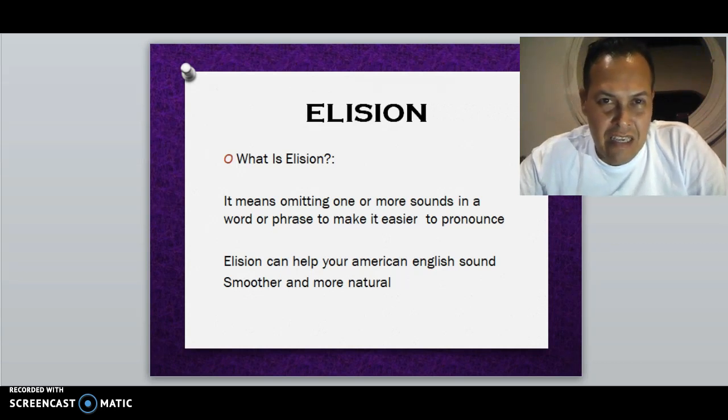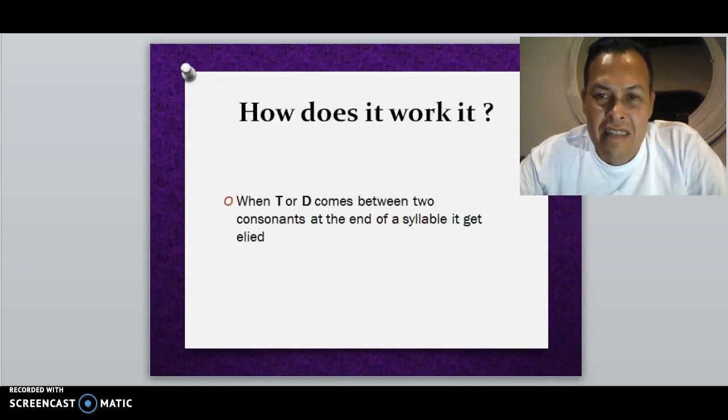We can see they use the elision correctly. Otherwise, we would sound like a robot. Note that when we are talking, English sounds more natural. How does it work? When T or D comes between two consonants, the end of the syllable gets elided.